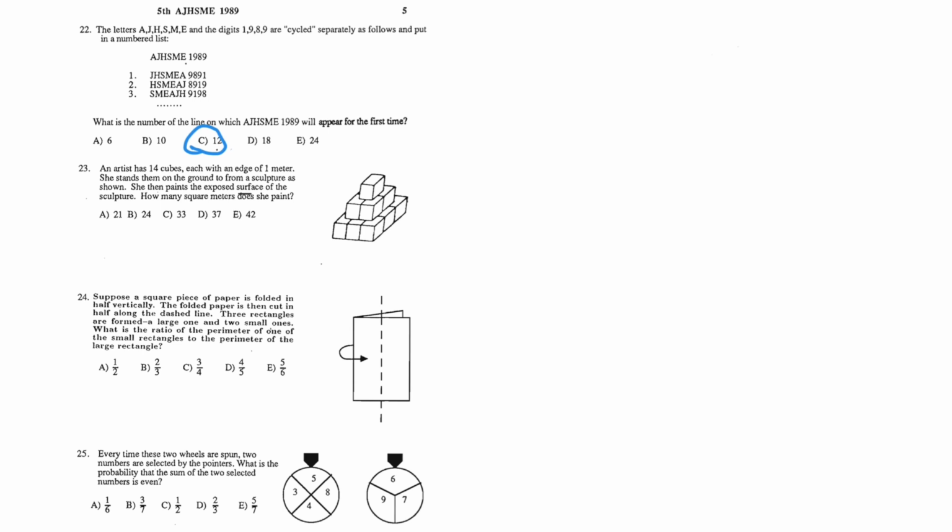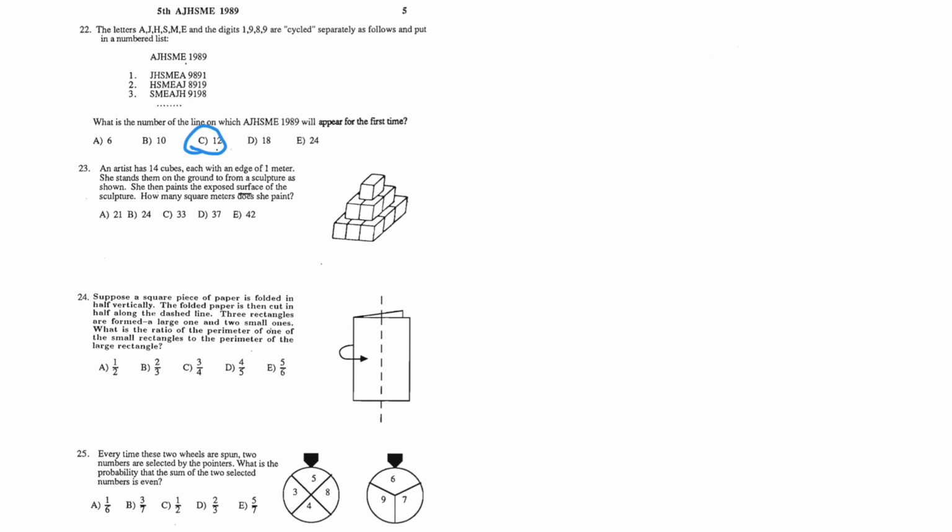Problem 23. An artist has 14 cubes, each with an edge of 1 meter. She stands them on the ground to form the sculpture. As shown, she then paints the exposed surface of the sculpture. How many square meters does she paint?